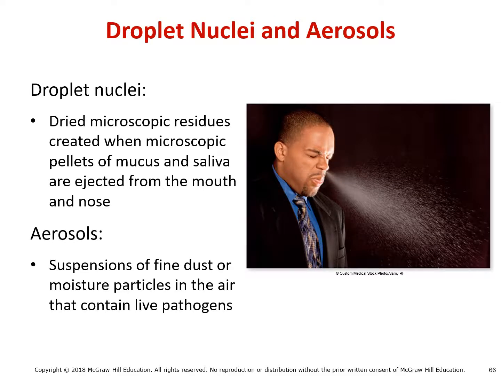Droplet nuclei are a great example of what we're talking about. Droplet nuclei are dried microscopic residues created when microscopic pellets of mucus and saliva are ejected from the mouth and nose. This is very similar to aerosols, which are a suspension of fine dust or moist particles in the air that contain live pathogens. Either way, a human is depositing pathogens into the environment that then can be taken up by other humans in the near vicinity.